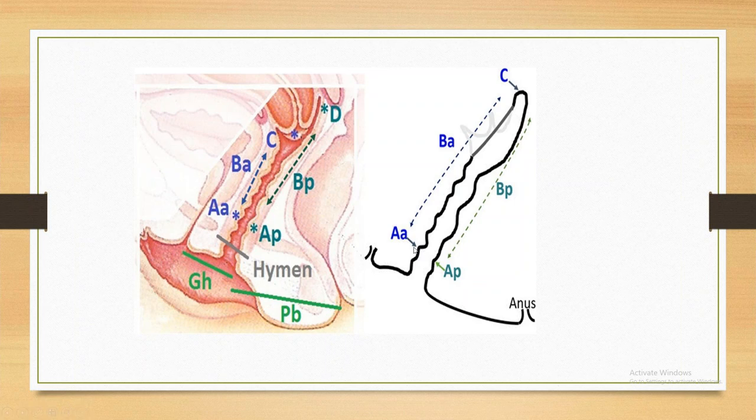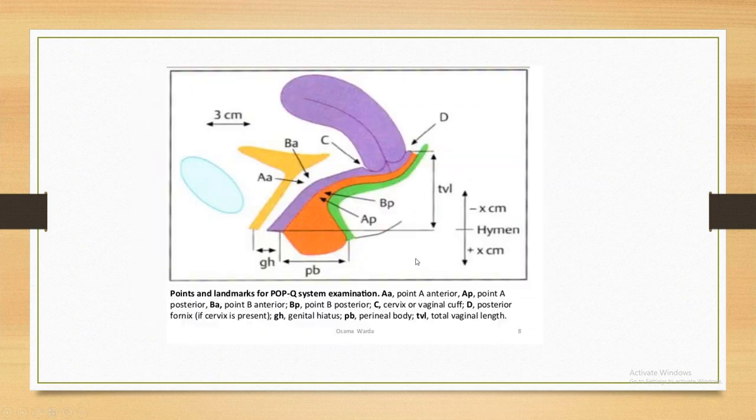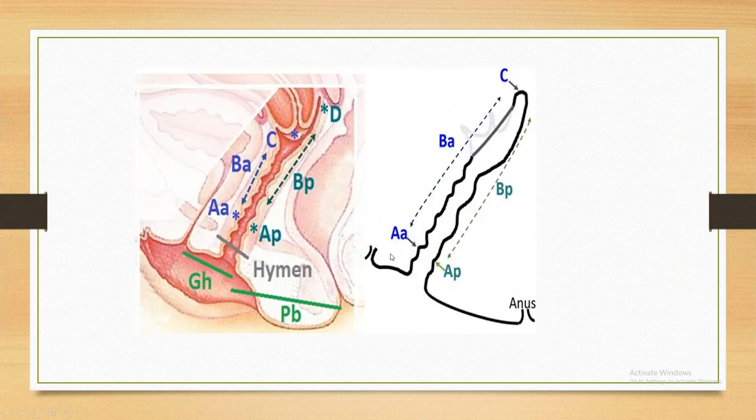With maximum prolapse, the most distal point will be BA and BP. Sometimes this A will come out of the hymen, and with eversion BA will be the maximum point. But sometimes A and BA can lie at the same level. Sometimes BA is minus 1, 0, or A can come outside, and it will be 0 or plus 1. Getting me?